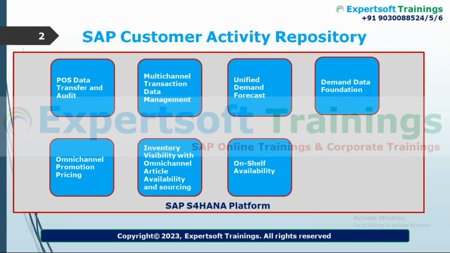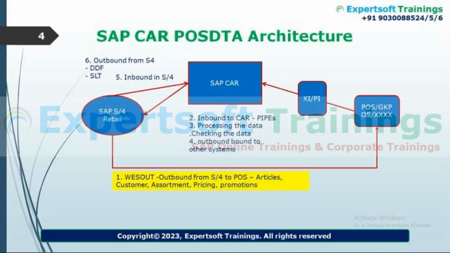Any kind of retail business, be it food, grocery, CPG, or fashion, can use this CAR system. CAR has different applications, and any of them can be used by retailers. Starting with POS DTA, POS data transfer and audit, I'll directly take you to the architecture so that you may know.